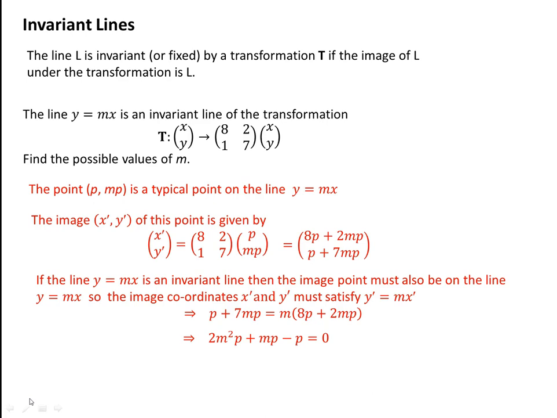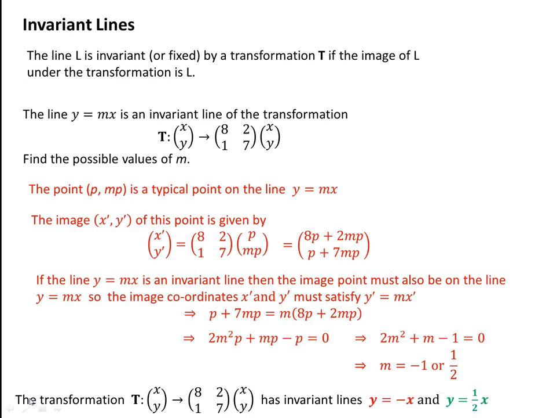Get everything on one side. We've got 2m squared p plus mp minus p equals 0. We can divide through by p. We've got 2m squared plus m minus 1 equals 0, which means that m is either minus 1 or a half. So we can say that the invariant lines passing through the origin for the transformation t have equations y equals minus x and y equals a half x.